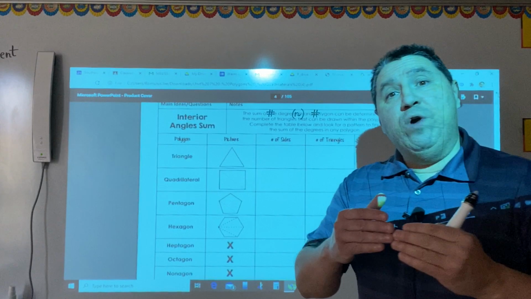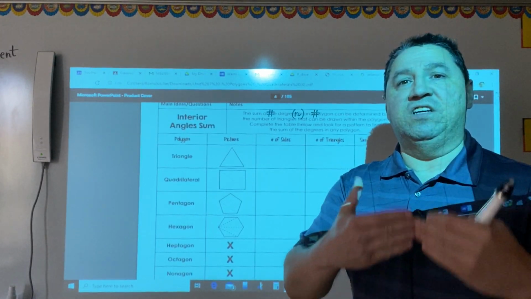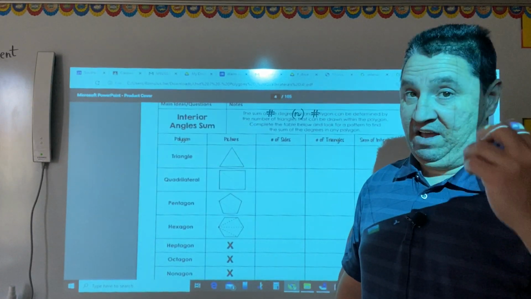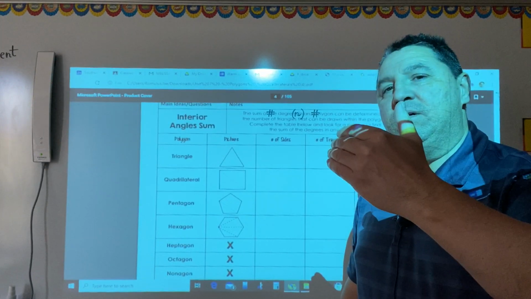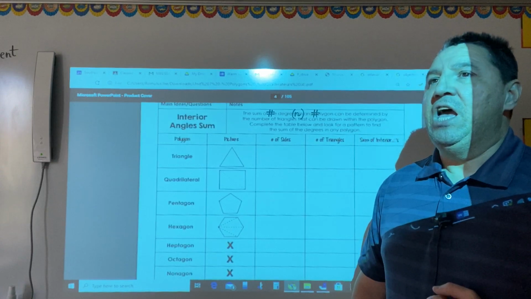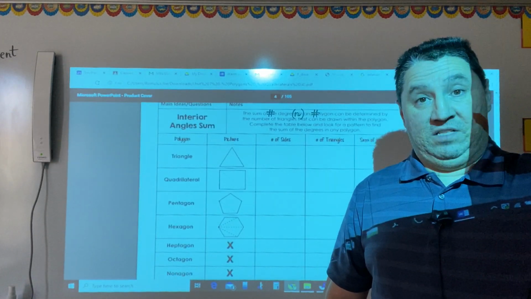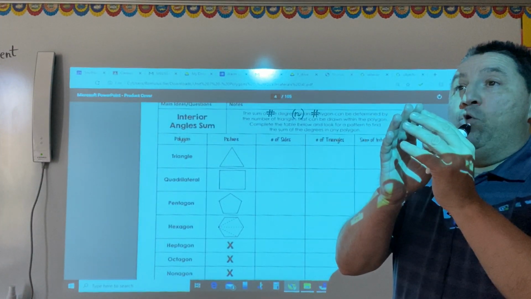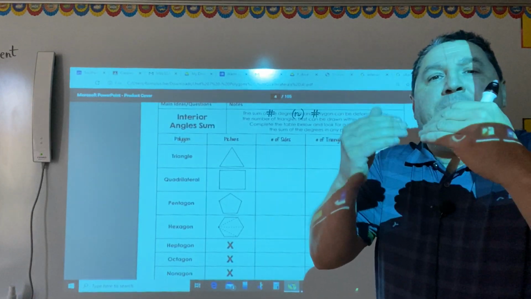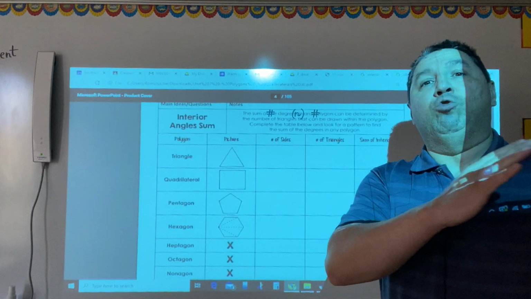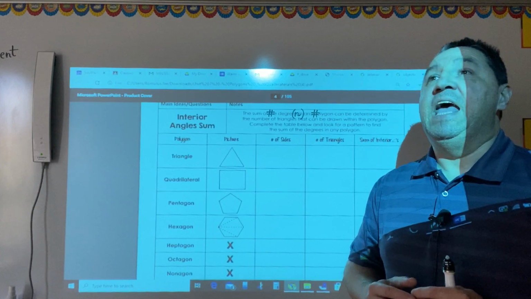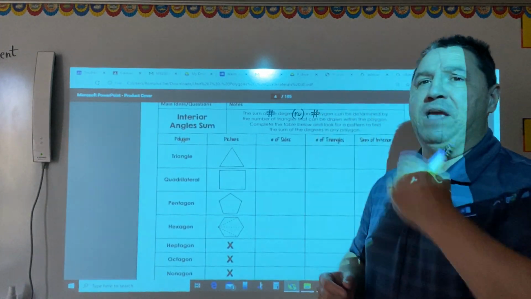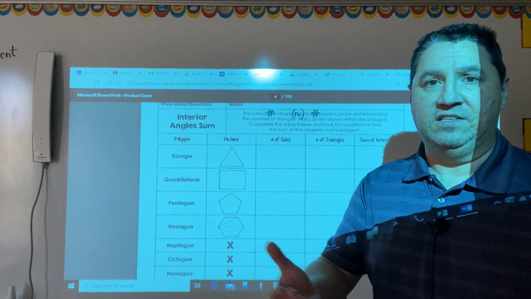Now, how do we determine the sum of measures of interior angles of a polygon? By identifying the number of triangles that make up that polygon. Why? Because we know the sum of measures of interior angles of a triangle equals 180. Now, we can split or divide each polygon into 2 or more triangles. If we are able to find the number of triangles that make up that specific polygon, we will be able to find the sum of measures of interior angles of that polygon.